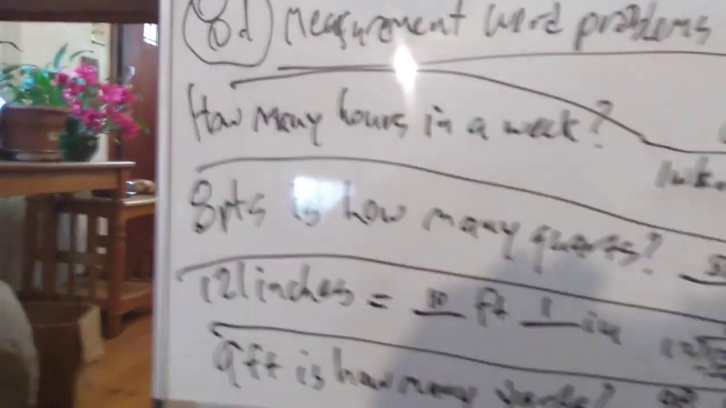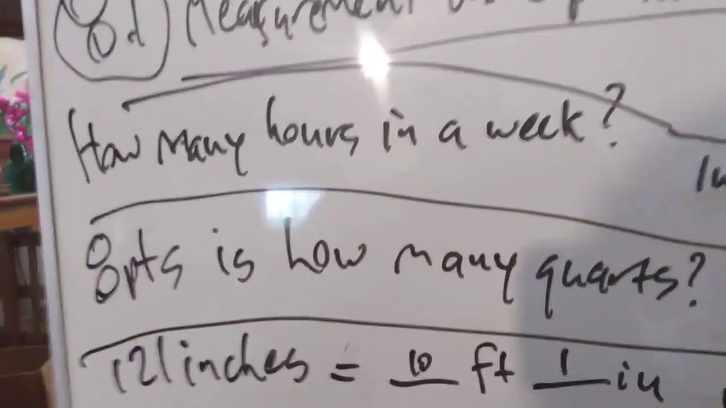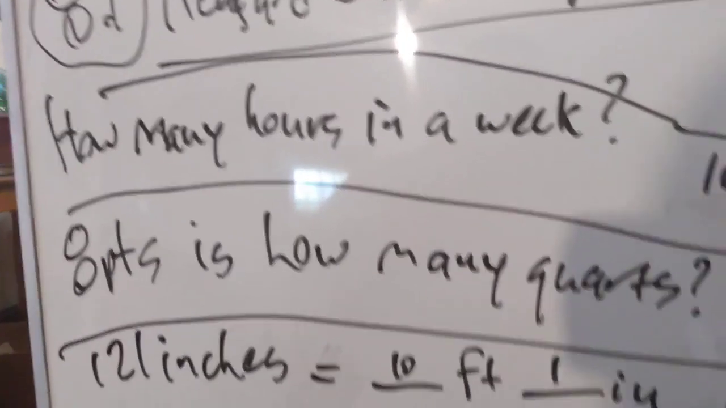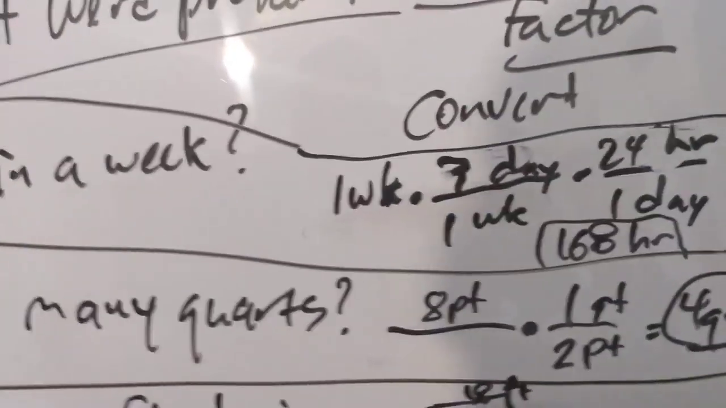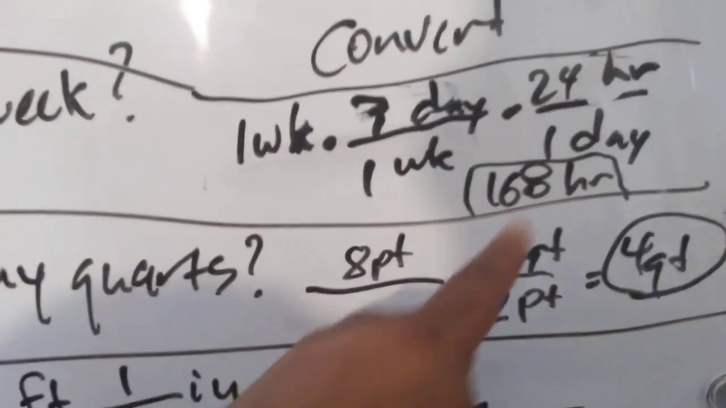All right, so let's go to the next example. 8 pints is how many quarts? Well, you usually have some sort of chart to tell you how many pints is a quart. Or I'm sorry, 8 pints is how many quarts? Well, if you look at the chart, you'll find that 1 quart is always equal to 2 pints, or 2 pints is 1 quart.